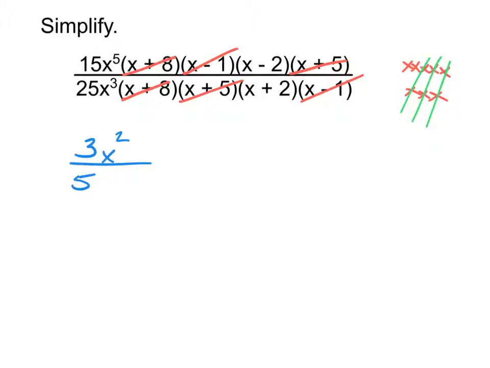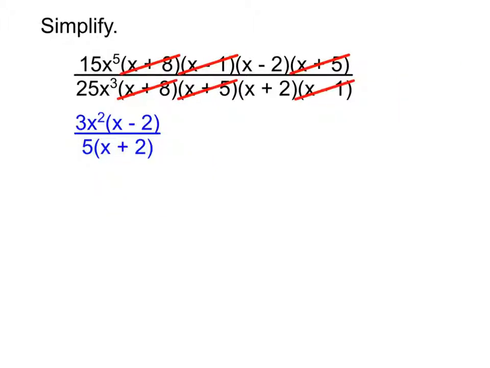All right, and then looking to see what else I hadn't yet canceled out, the x minus 2 is going to be on the top, so it's just going to be x minus 2 on the top like that, and the x plus 2 is left behind on the bottom. So then this is our final answer.